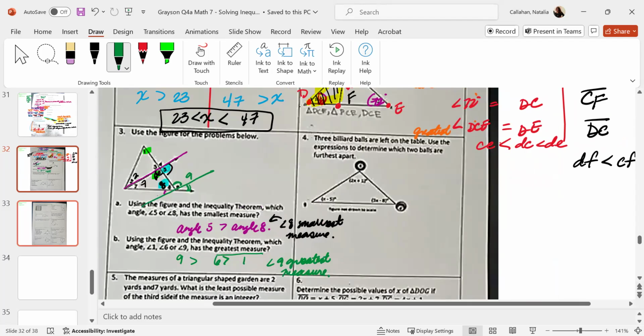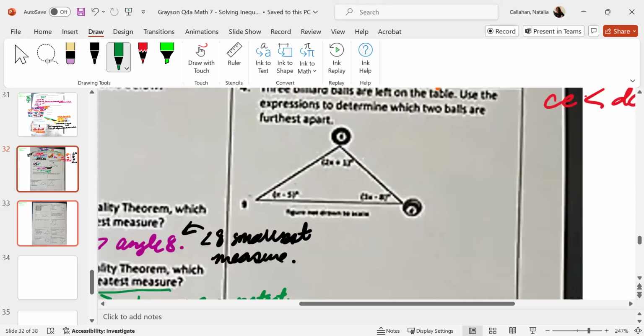Read: three billiard balls on the left of the table. These expressions show the two balls that are furthest apart. Let me see what it says.